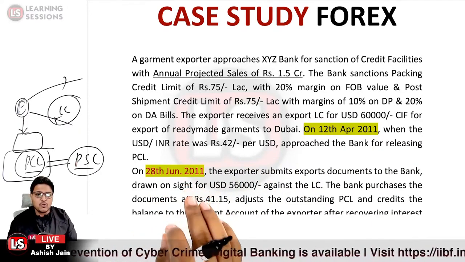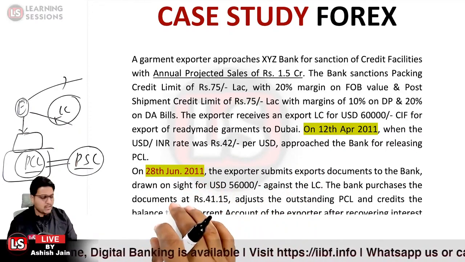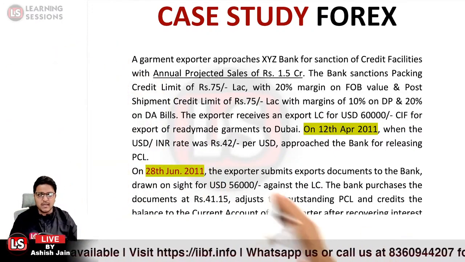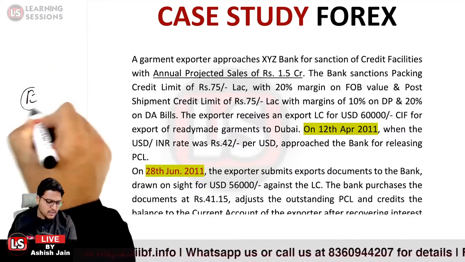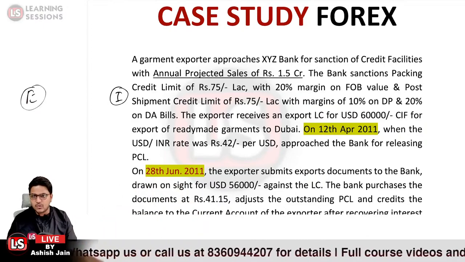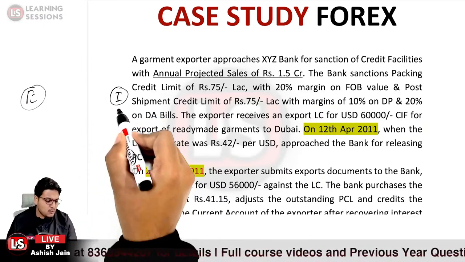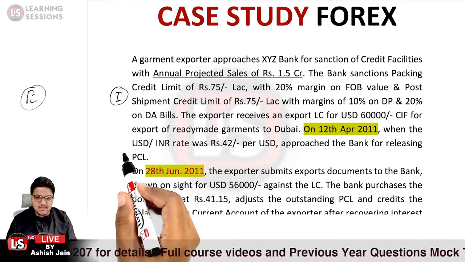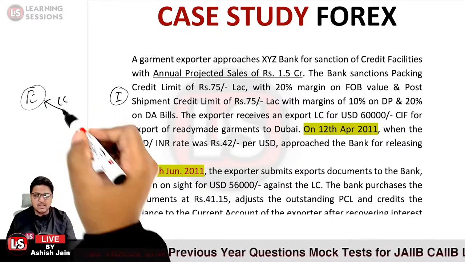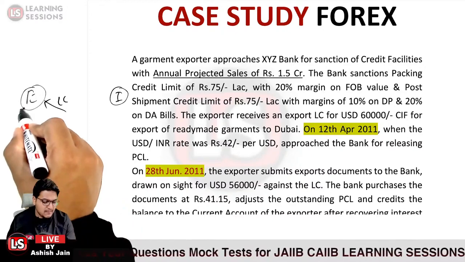On 28th of June 2011, the exporter submits the export documents to the bank. So what is the scenario here? Let me explain this again. We have the exporter, and in another country or territory, there is the importer. An LC is received, so the importer must have visited his bank, and an LC is opened in the name of the exporter. An LC amounting to 60,000 USD was received by the exporter, and he further approached the bank.